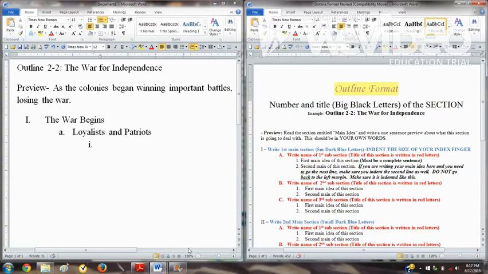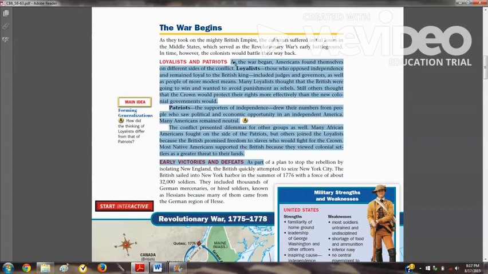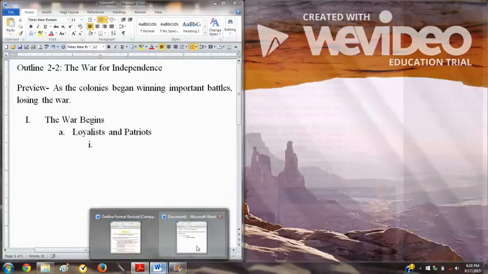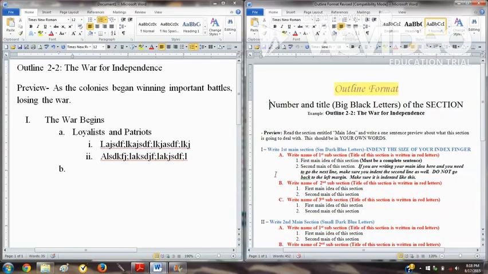So we're going to read these paragraphs right here on Loyalists and Patriots and get 2 main ideas and put those here. So we're going to put blah, blah, 1, blah, blah, 2. Okay, so 2 main ideas. We're not going to actually spend time putting them down because we don't have time. All right, so then we got to go to B, because the next one tells you to get B. Write the name of the second subsection, red letters, and then C, and so on.